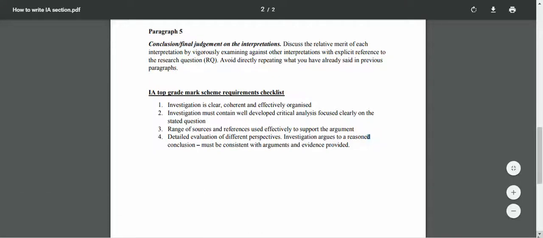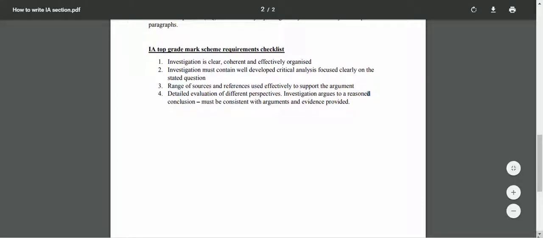I've just tried to finish off here with a top grade mark scheme requirements checklist. So number 1, for section 2, make sure your investigation is clear, coherent and effectively organised. Secondly, make sure your investigation contains well-developed critical analysis, focus clearly on the stated question, the research question. Make sure there's a range of sources and references used effectively to support the argument, somewhere between 8 to 15 in section 2. And finally, make sure that there's a detailed evaluation of the different perspectives. Investigation argues to a reasoned conclusion must be considered with arguments and evidence provided. And I think that sums up all the key things.